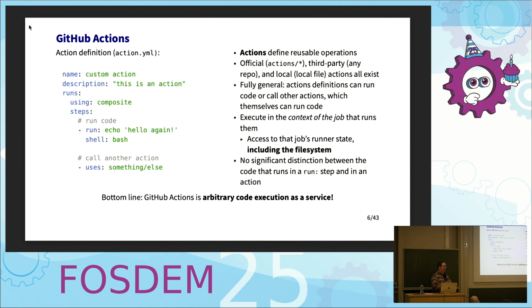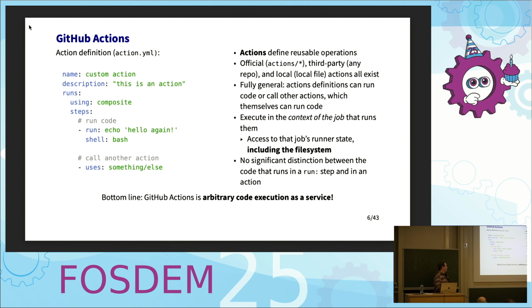These have full generality. They can run code, they can run other actions, etc. And importantly, they run in the context of the job that executes them, meaning that any secrets, credentials, etc., that you give that job, the action also has. And also, as we'll see later, they have full access to the job's runner state, which includes the file system, which contains all kinds of interesting and useful things, as well as other processes running on that VM.